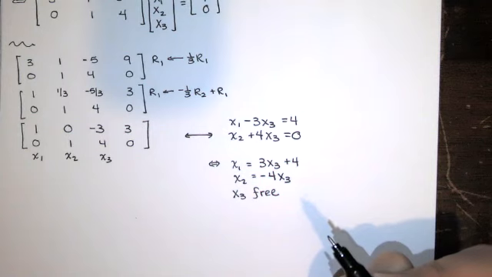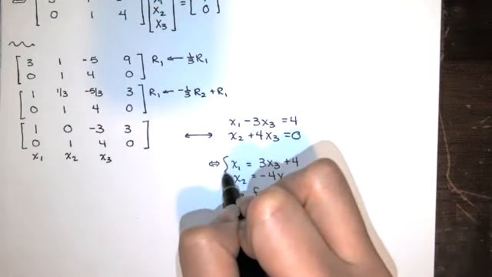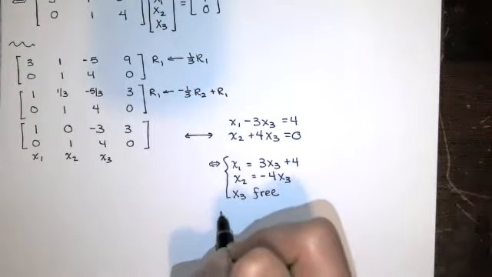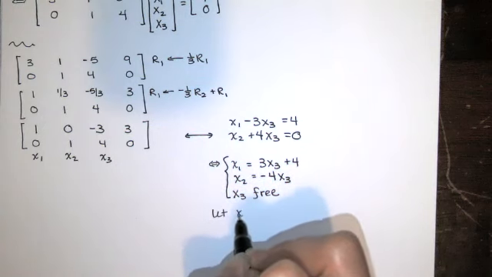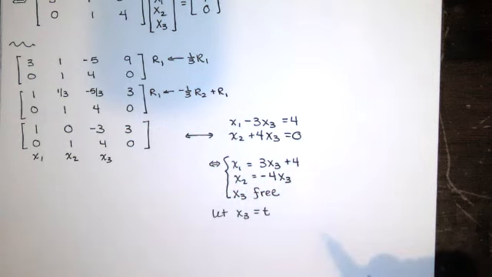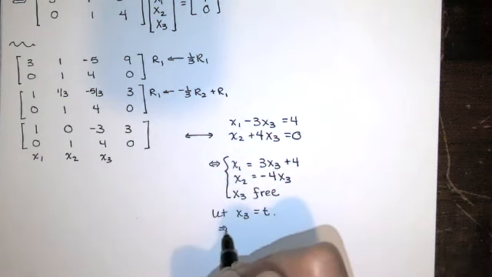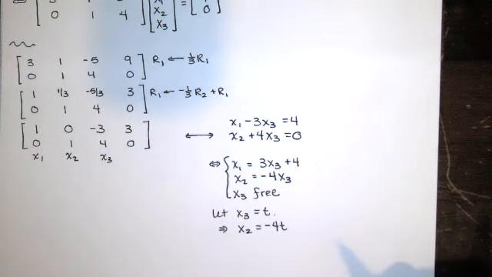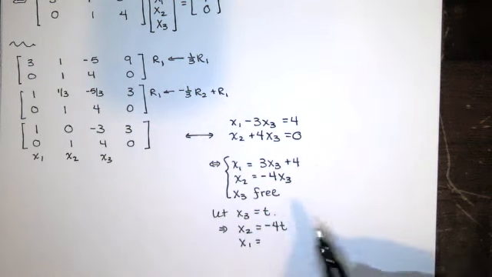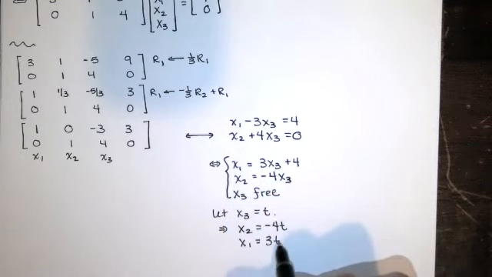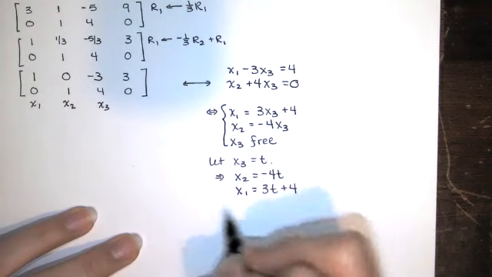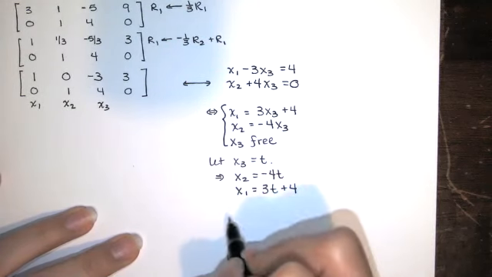So the solution set of this can be written this way. Sometimes we like to parameterize this, so we might say that x sub 3 is equal to t, where t is some real number. Then we would have x sub 2 equals negative 4 times x sub 3, which is t, and x sub 1 is 3 times x sub 3, which is t, plus 4. So the solution can be parameterized in this way.